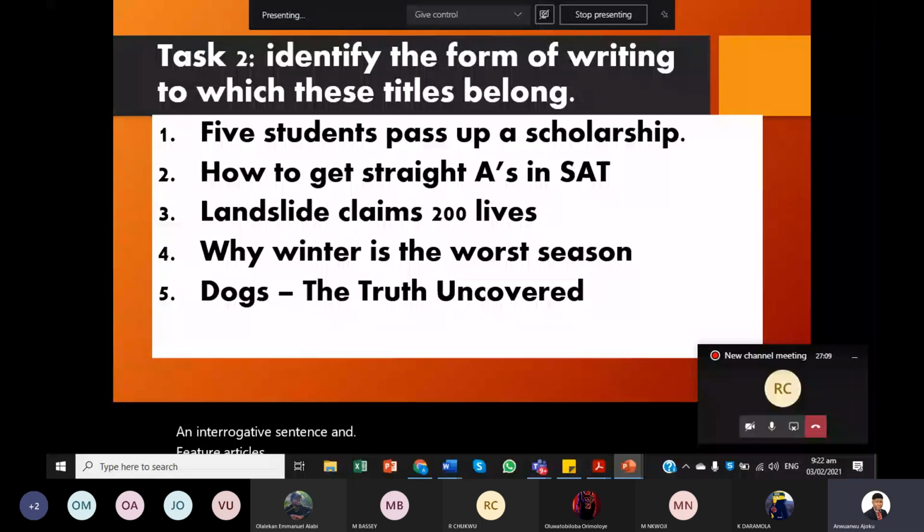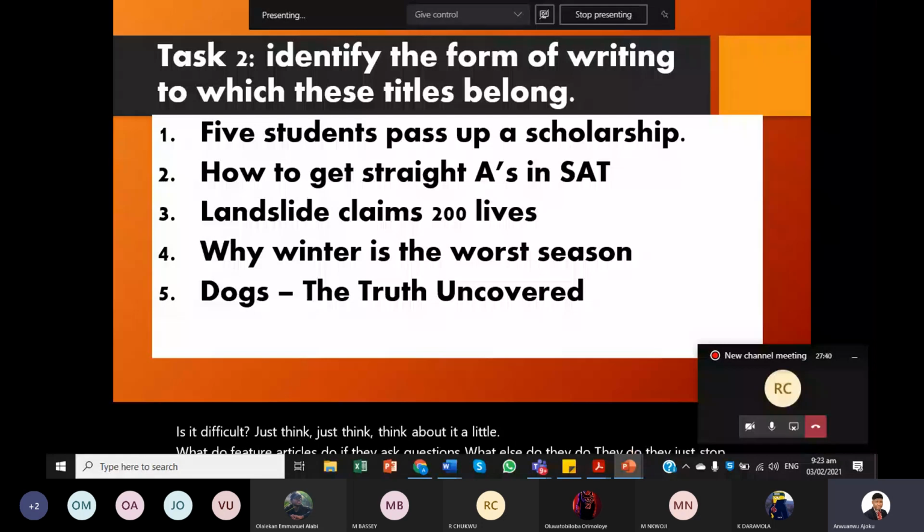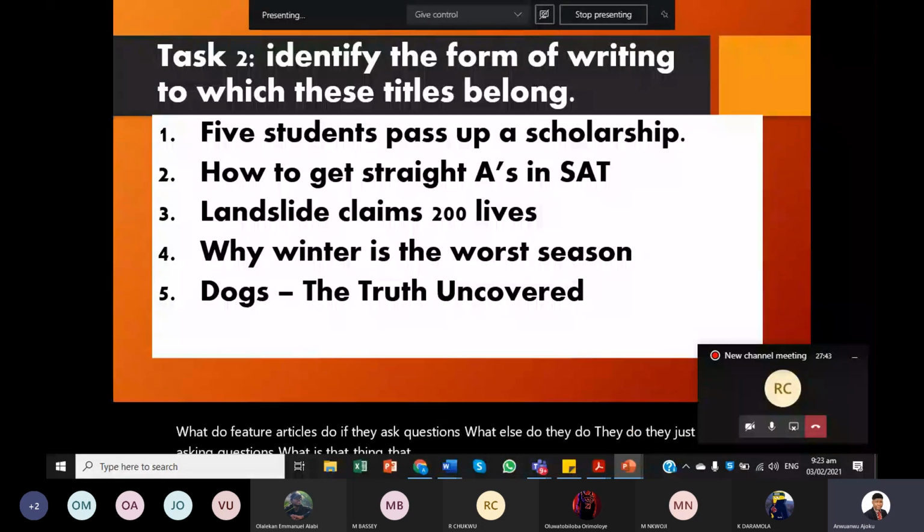Yes, because interrogative sentences ask questions. They ask questions. Do they only ask questions? What else do they do? Is it difficult? Just think about it a little. Okay. What do feature articles do? If they ask questions, what else do they do? Do they just stop at asking questions? What is that thing that differentiates them from news reports?